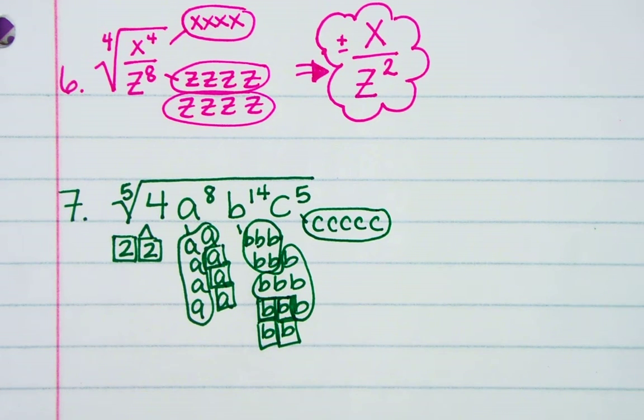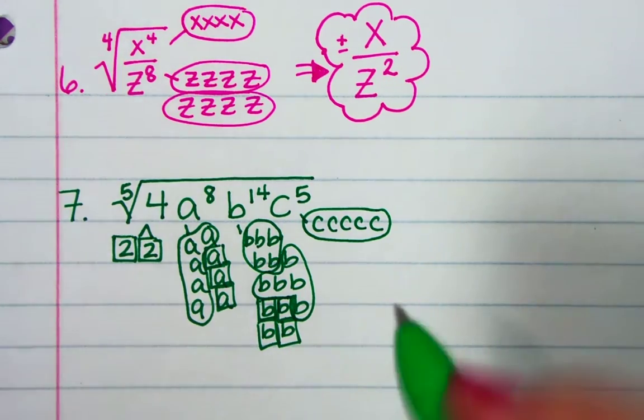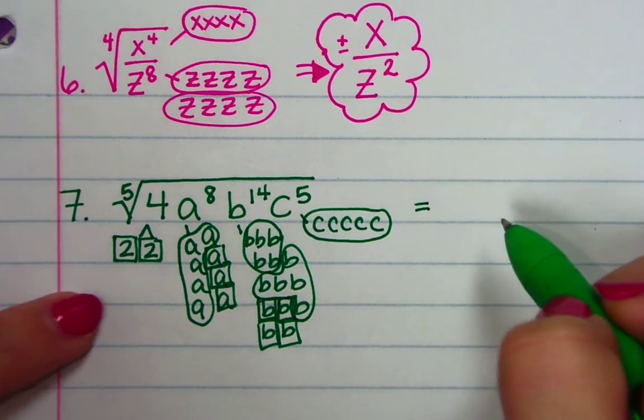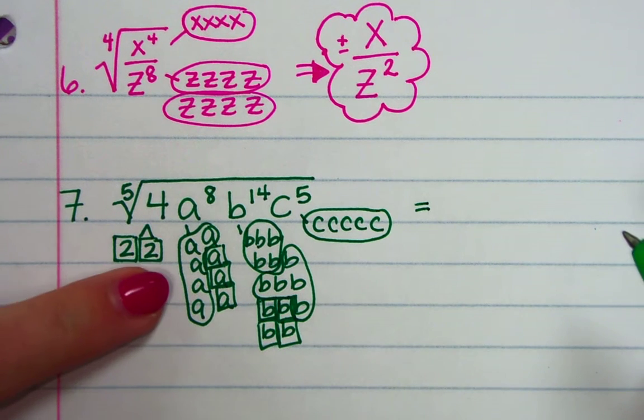So with these, it looks kind of like a lot, so notice how we did. We did 4, then we did A, then we did B, then we did C. We didn't try to do it all at once. Do one at a time. Now, same thing. Let's put our outside outside. Okay, so these are leftovers, so those don't go outside.